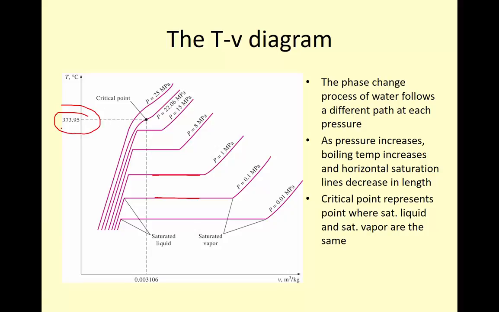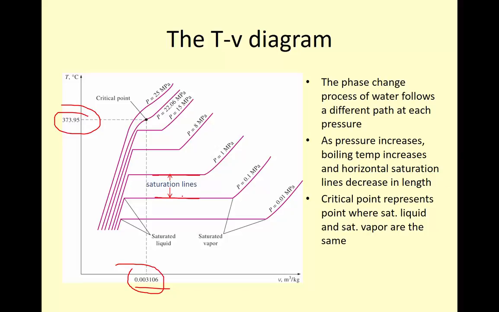And the critical point occurs at a very specific point. It's at a temperature of 373.95 degrees Celsius and a specific volume of 0.003106 for water. And this point will be different for different substances, but that is the critical point for water.